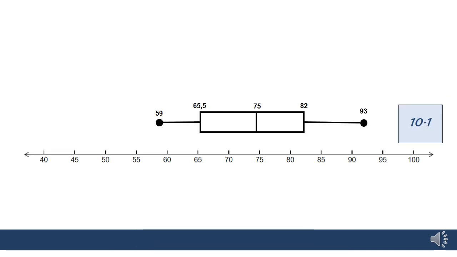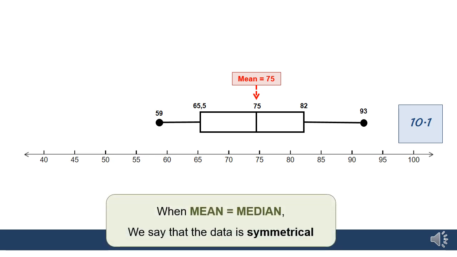Now let's look at the data for 10.1. Firstly, the median was at 75, which remember means that half the data is below 75 and half the marks were above 75. The mean for this class was also 75, which means that the mean lines up exactly with the median. So what this means is half of the data is below the average and half the data is above. So there are no particularly extreme values that are causing the mean to be very high or very low. We say that this data distribution is symmetrical.